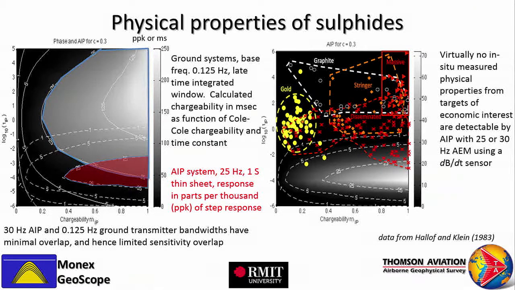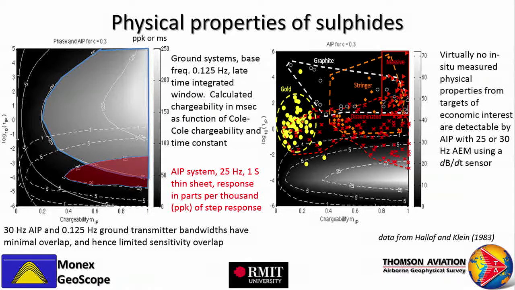Alternatively, if we look at an airborne IP system, they typically run at around 25 hertz, and we would model that as maybe a one Siemen thin sheet surface, which would be convolved with an induced polarization response. Its sensitivity is in red, and you can see that it's limited to milliseconds. There's not a significant overlap in terms of those time constants between the ground surveys and the airborne IP surveys.